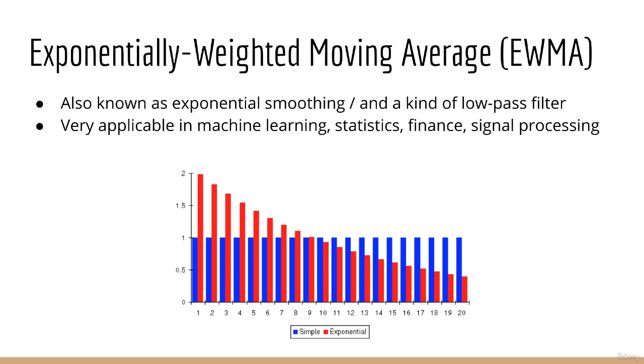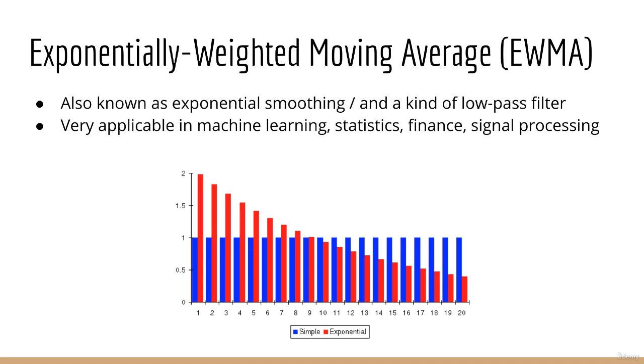In this lecture, we are going to discuss another kind of moving average, the exponentially weighted moving average. Note that some other names for this are exponential smoothing and the low-pass filter. So if you've taken some of my other courses before and you've heard me use those terms, recognize that this is the same thing. In fact, this kind of moving average is very applicable in many areas of machine learning, statistics, finance, and signal processing, so you will generally see it pretty often.